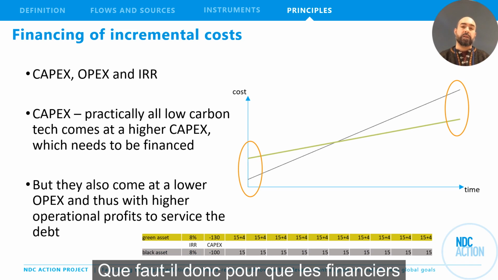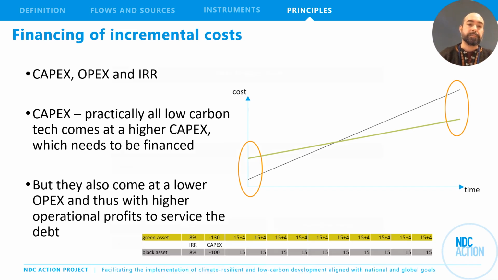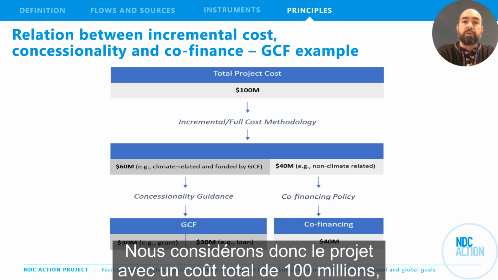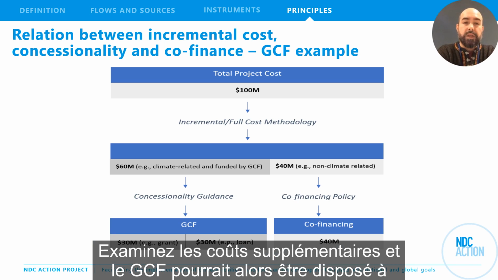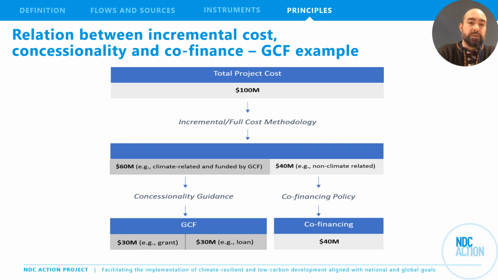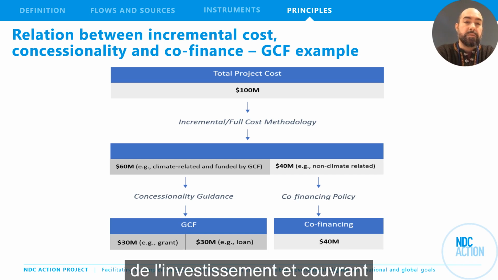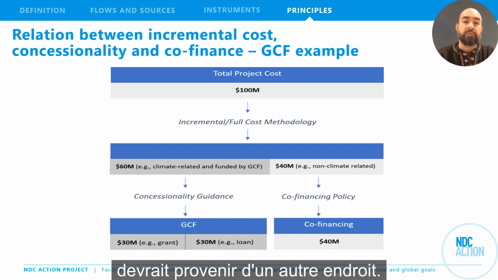So what does it take to make the financiers or the investors willing to invest in these new climate technologies or practices? And this is, again, a GCF example of the relationship between incremental cost, concessionality, and co-finance, these principles that we have touched upon. So we look at the project with the total cost of 100 million. We then look at the incremental costs. They have dedicated methodologies to define that, and then the GCF might be willing to finance 60 million, which they see as the climate-related part of the investment and partially covering incremental costs of the action. The 40%, which is not deemed as climate-related, would have to come from somewhere else.